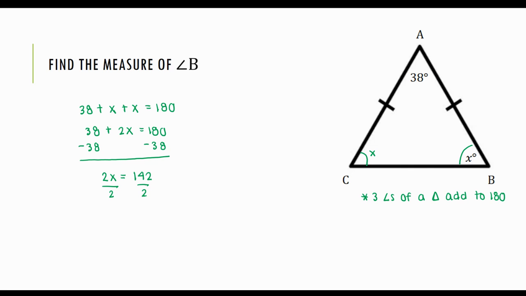And then I'll divide both sides by 2. And so that gives me x, which is angle B, to be a 71-degree angle. So there's my answer.